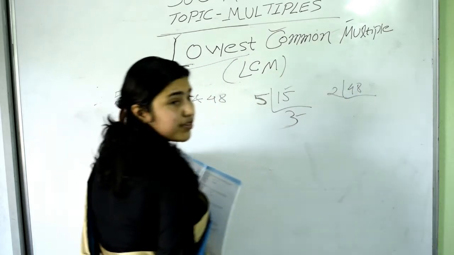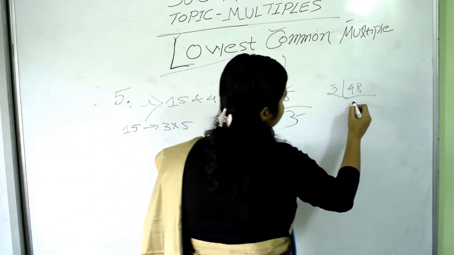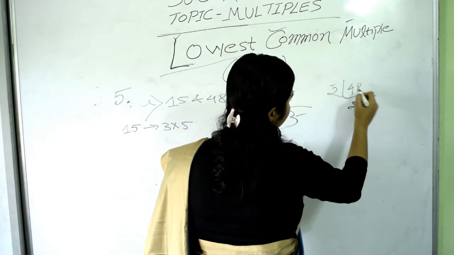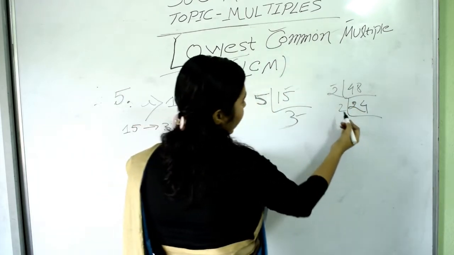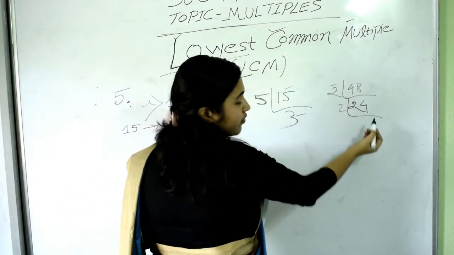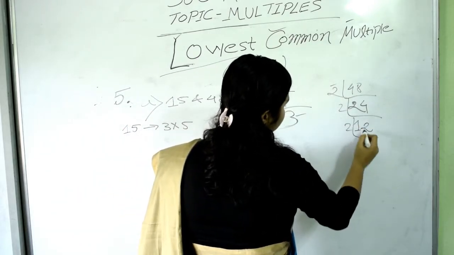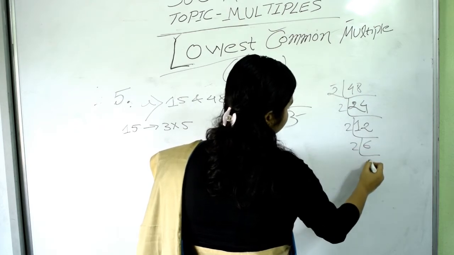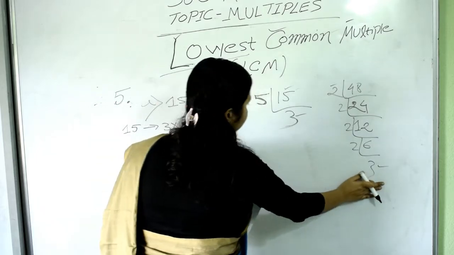So 48 is an even number. So 2 is the first prime number which can divide 48. So first one, 4. Again 24 is a composite number, so we have to divide again, and 24 is also an even number. That means 2 can divide 24, 12, same, 3. Now 3 is a prime number, so we have to stop here.